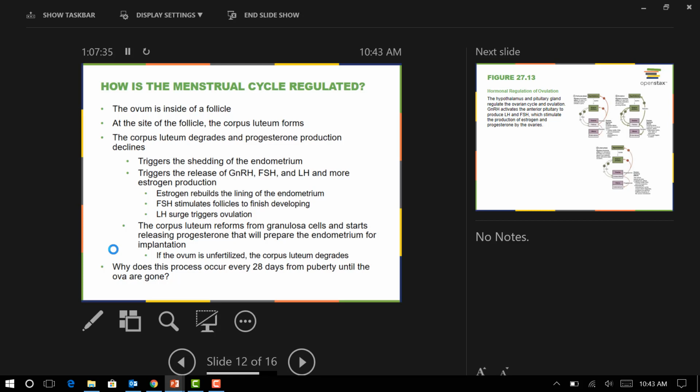Yeah, so it's interesting when you look at lifespan in mammals. There's a really strong correlation between the size of the mammal and how long it lives, and a really strong correlation between how long it lives and when it reaches sexual maturity. But that's another discussion for another time.